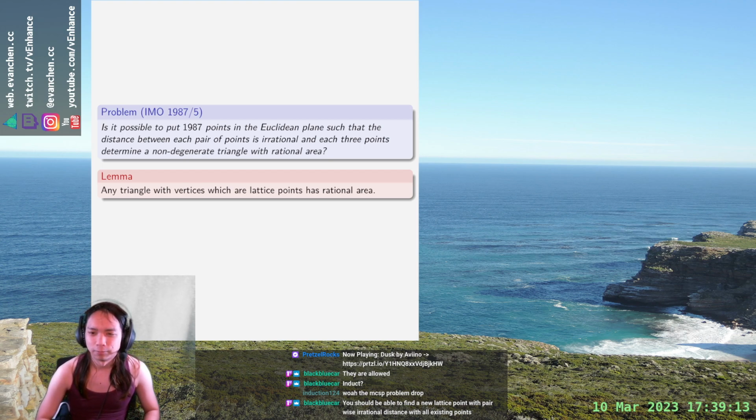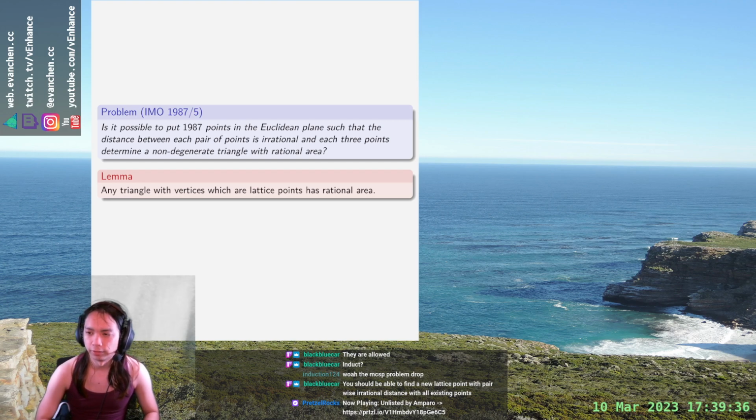Okay, so lemma claim: there's not enough to stop us, so we're just going to run with it. Claim: given a finite set S of lattice points, we can add one lattice point p such that p is an irrational distance from every point in S.